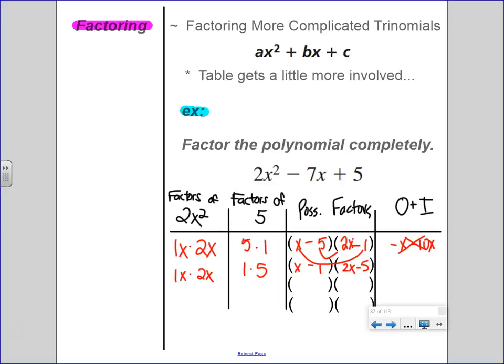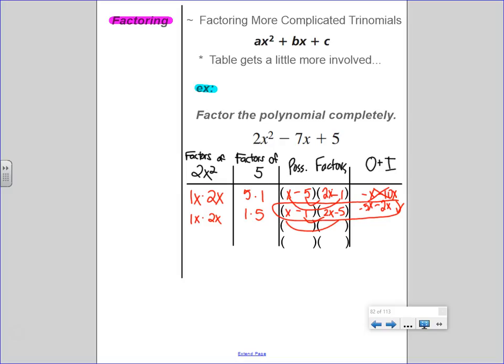What's your outer? Negative 5x. Plus 2x. Your minus, and negative 2x. Oh, I didn't see the negative. What's negative 5x minus 2x? Negative 7x. So what have we just found? Winner, winner, chicken dinner. We've just found the right one. So that's the answer. So then our final answer is x minus 1 times 2x.